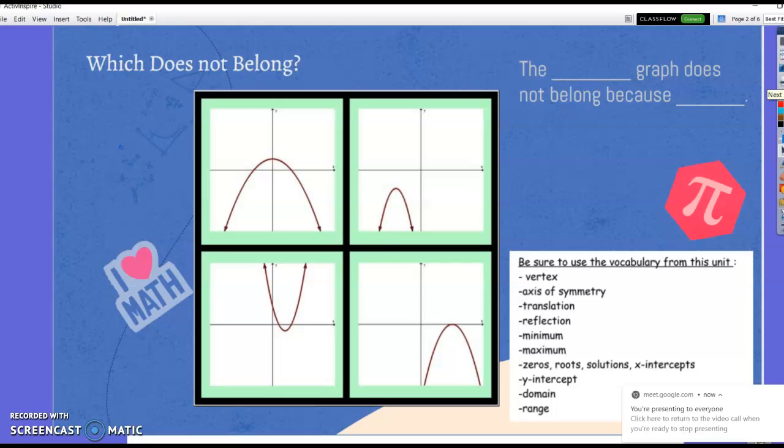The first item that you need to complete before Thursday is the which does not belong. It follows the same structure as last time. So you pick which of these graphs you feel like doesn't belong, and then you explain to me why. There's not a wrong answer, so try to be creative with it. Don't always give me the most obvious choice, which is the bottom left.